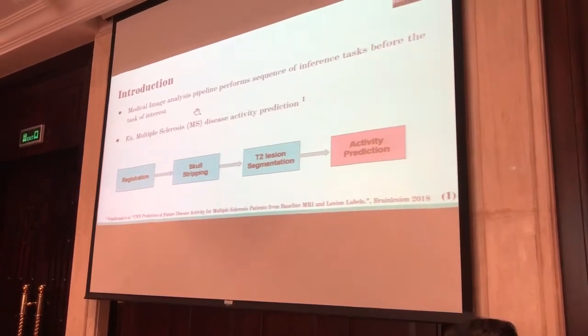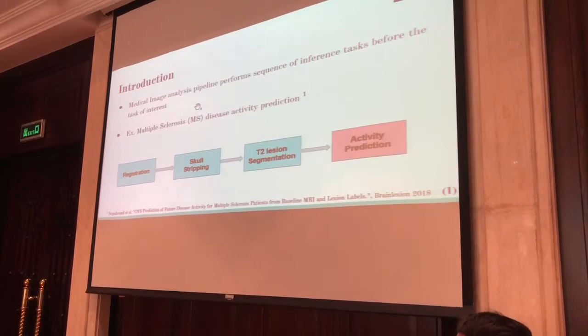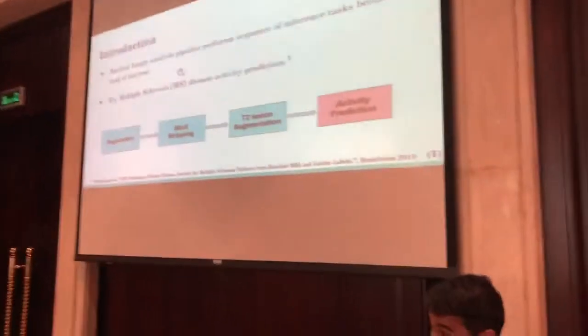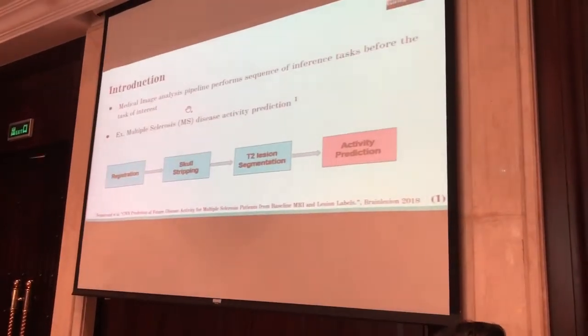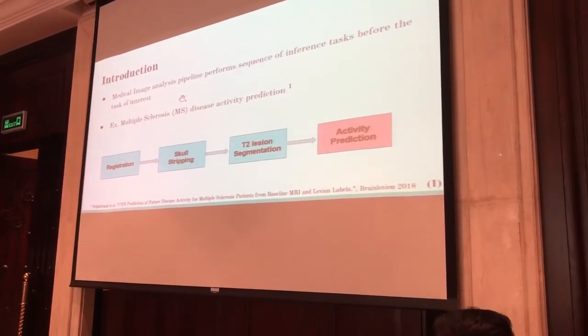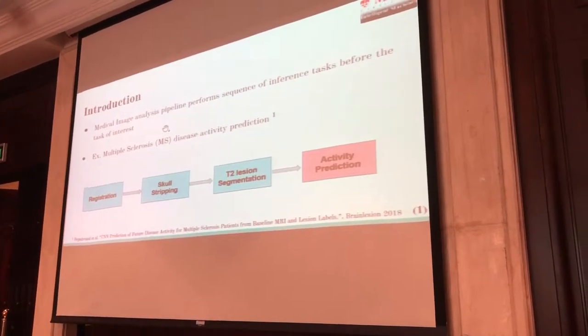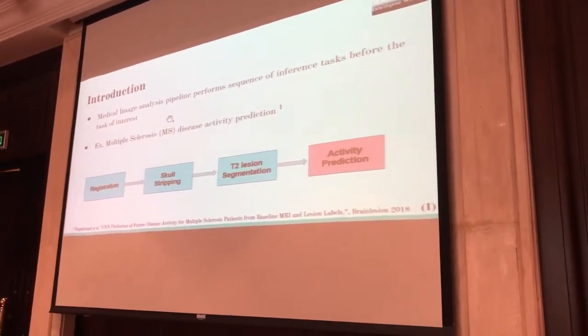In a recent paper, it was shown that this is highly correlated with lesion segmentation, and that if we have a lesion segmentation available, we can do this task in a better way. So if we consider it as a cascade of inference tasks, the tasks of interest are registration, skull stripping, T2 lesion detection, and activity prediction.